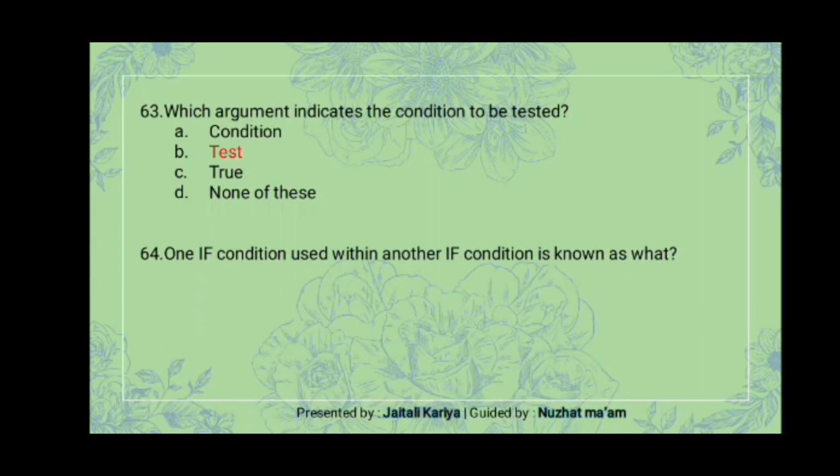64. One if condition used within another if condition is known as what? A, master if. B, secondary if. C, nested if. And D, loop if. And the correct answer is C, that is nested if.